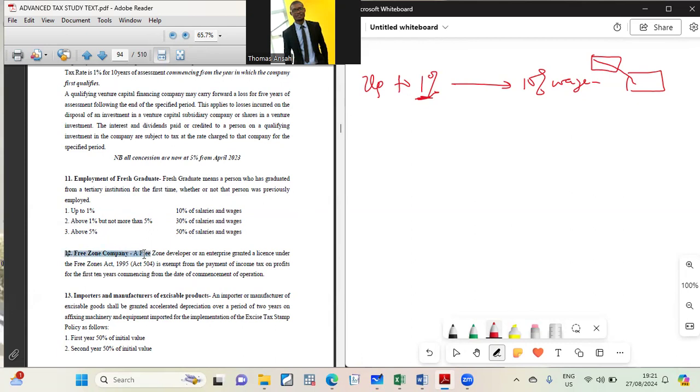And we spoke about free zone. We said that somebody who is in a free zone activity is exempt from income tax on profit for the first 10 years.